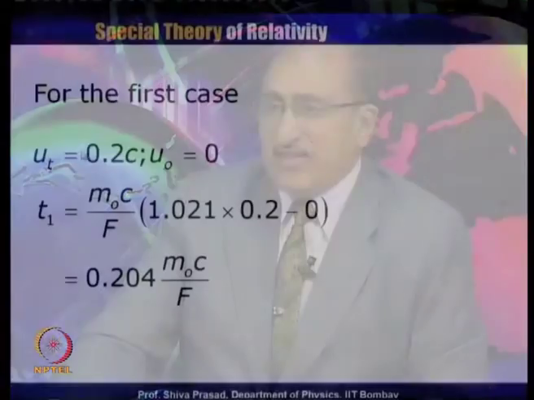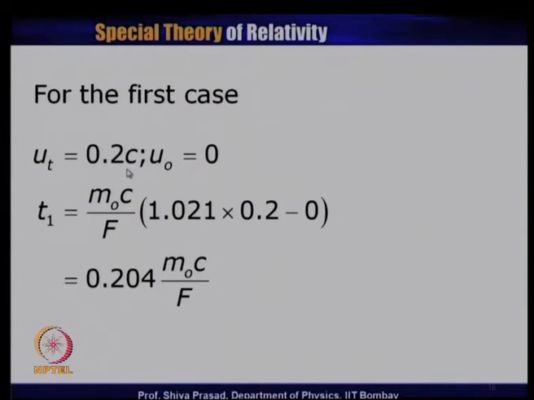So, as we said, for the first case, u_t is equal to 0.2c, u_0 is equal to 0. So, time, which I have said t1, is equal to m_0 c divided by f multiplied by 1 point, which is gamma at u_t corresponding to 0.2, happens to be 1.021. It makes only 2% change, even though we are at the speed of 0.2c, multiplied by 0.2. Of course, c I have taken out here, and the second term is 0. So, this gives me 0.204 m_0 c upon f.